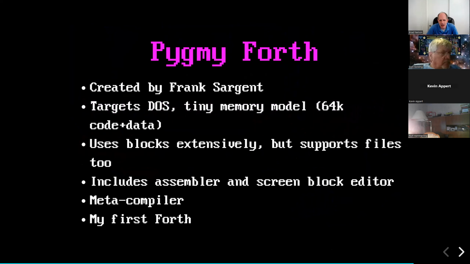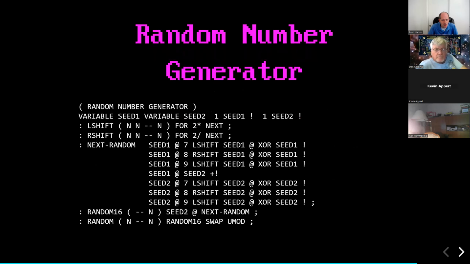It targets DOS. It uses a tiny memory model, but uses extra memory on the side for things like buffers. It uses blocks extensively, but supports files. It's got an assembler and screen block editor built in. It's got a meta compiler. And as I said, it was my first Forth. I initially started using the block editor to create some of the code I used here, but I ended up caving and putting it into a source file because I'm too addicted to VI.